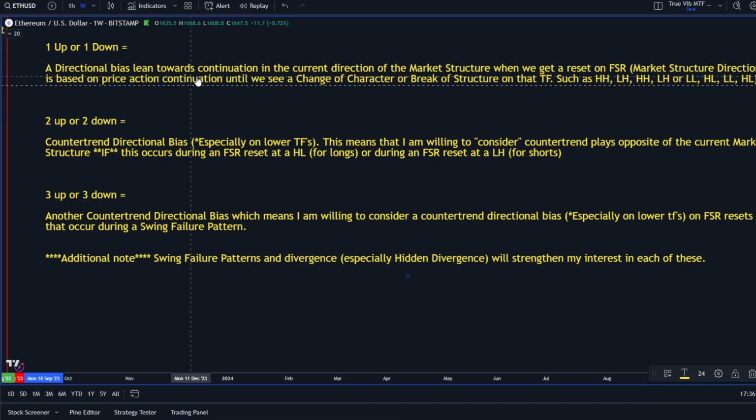Which strengthens my view and my interest in this particular play. And so would a divergence, especially a hidden divergence. So if I get a hidden divergence that happens to occur on a 1 up, well then I'm going to be more interested in that 1 up, right? I'm typically pretty interested in 1 ups and 1 downs anyway, but regardless, I'm just pointing that out. Okay, those are the rules. Stop if you need to. If you need to write it down, I'm going to jump out of this right now.